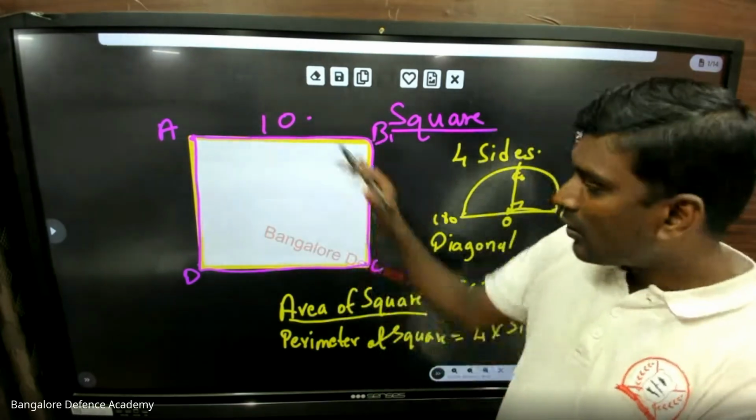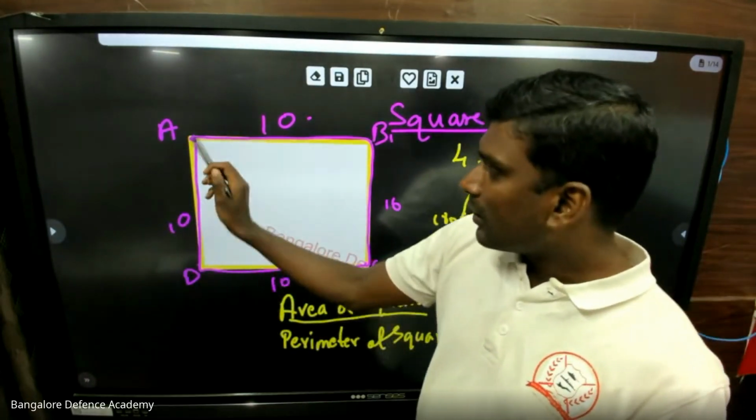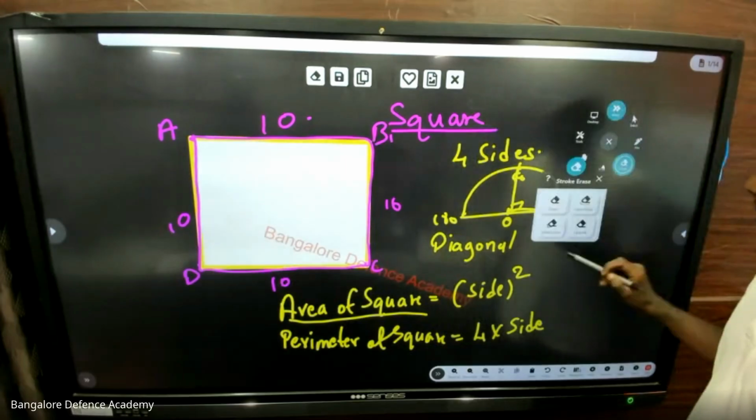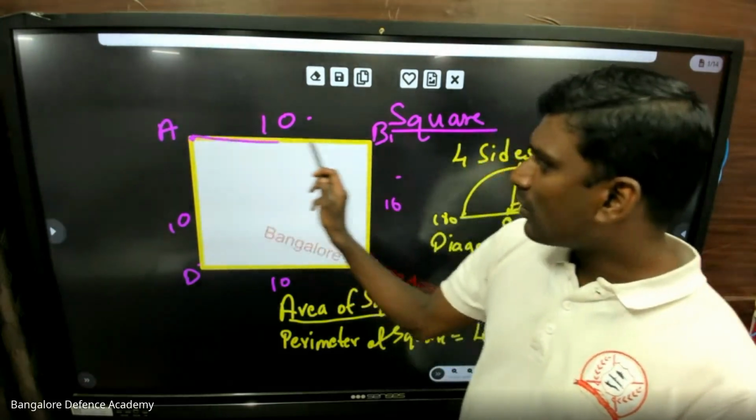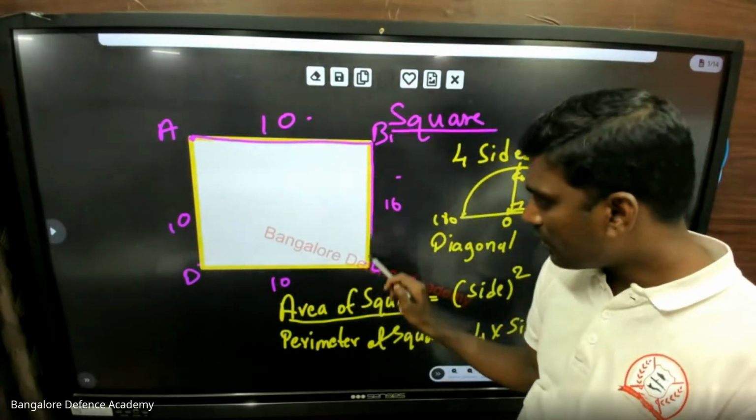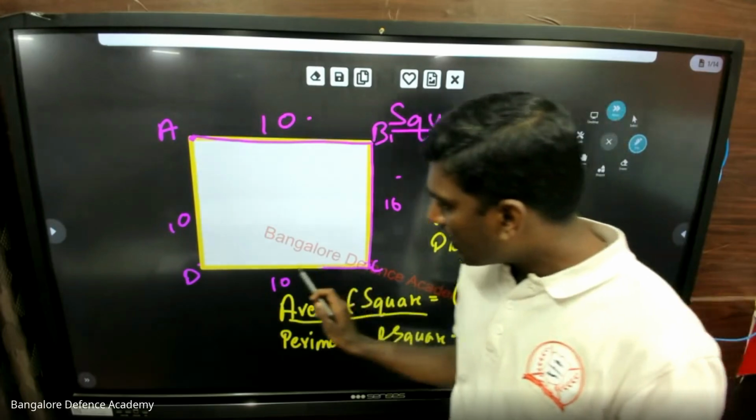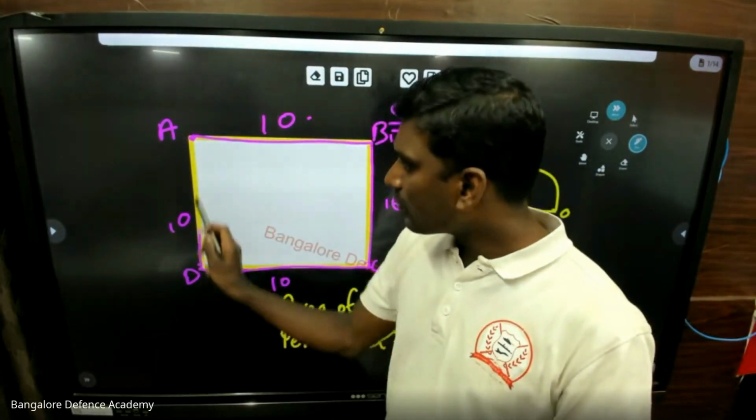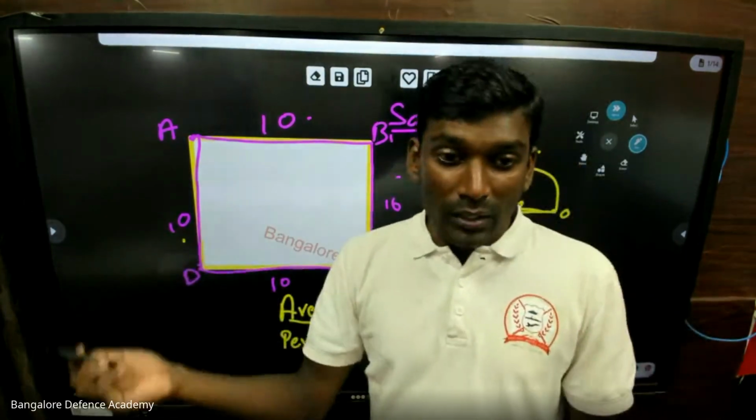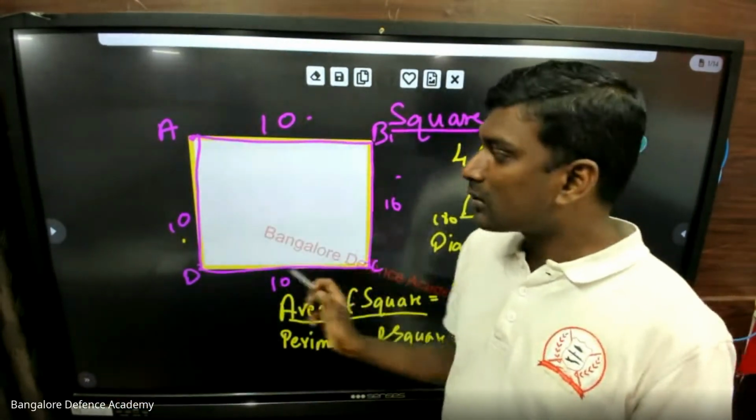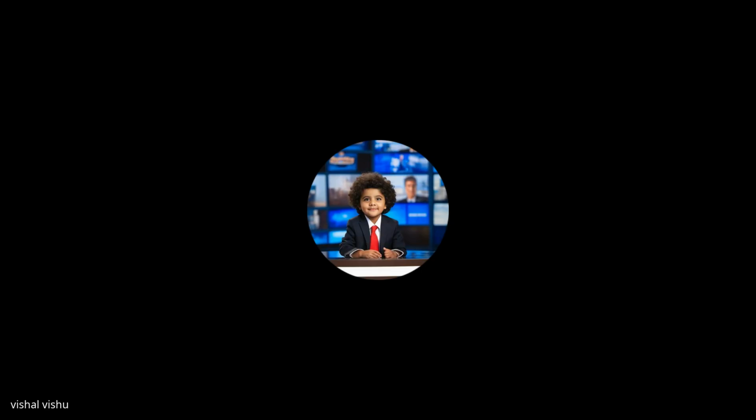Now, for example, if AB is 10, all sides will be how much? All sides will be 10. Now I want to find the perimeter. I walk 10, again 10, 10 plus 10 is 20, again 10 is 30, again 10 is 40. So 10 plus 10 plus 10 plus 10 gives me 40. Can I say the perimeter of the square is 40? Do you agree? Yes, sir. So the perimeter of the square is 40.